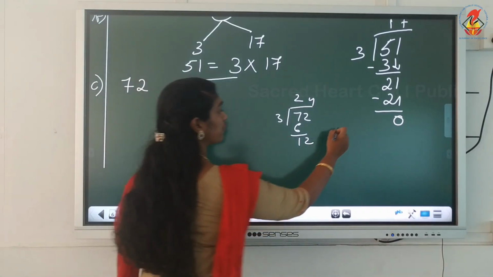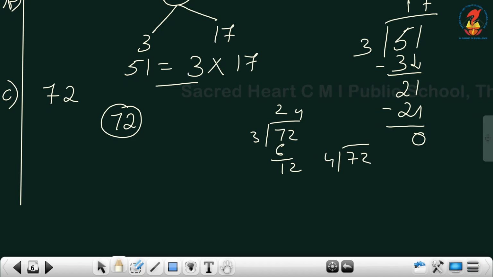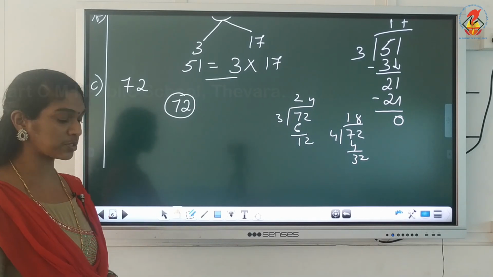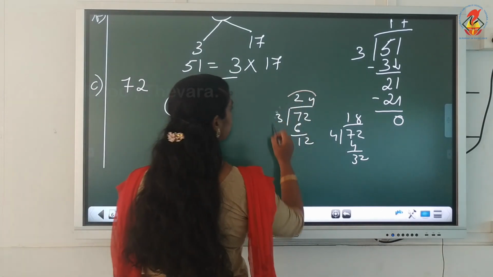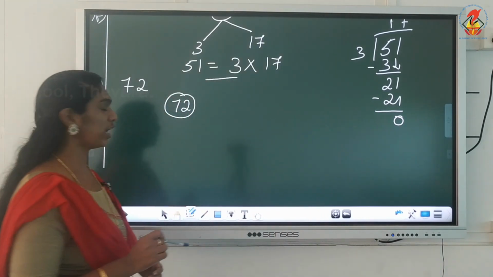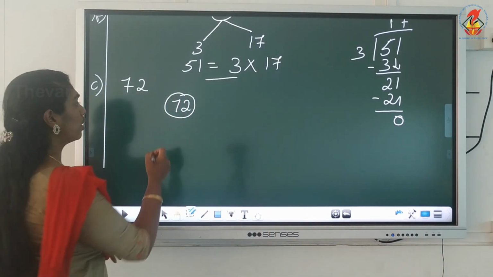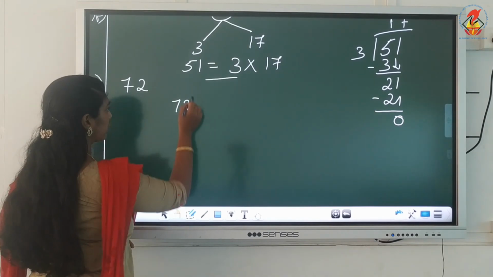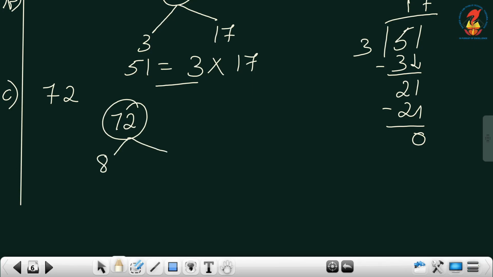Yes, now you try for 4. What do I get? 4 into 18, yeah, that is correct. 4 into 18 is 72. Okay, so there are different ways to split 72. The way which you all must be familiar with is 8 into 9. You know what is 8 into 9. 8 into 9 is 72, right?